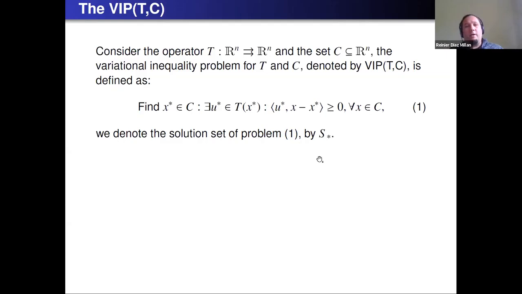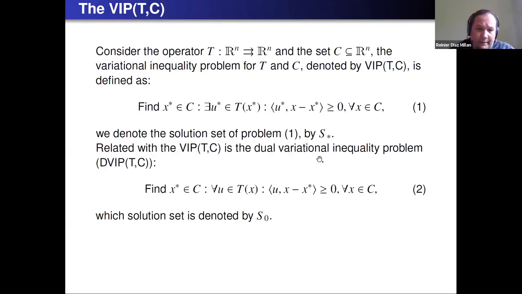Now, related with this problem, we have the dual variational inequality problem. It is a little bit different. It consists of finding a point in C such that for all (x, u) in the graph of T, this inequality is satisfied. Okay, this x must be in C. And the solution set for this problem will be denoted by S0.